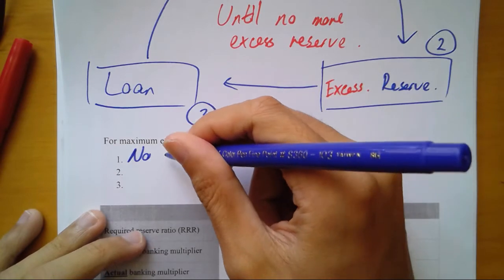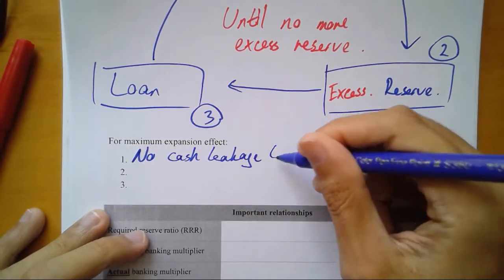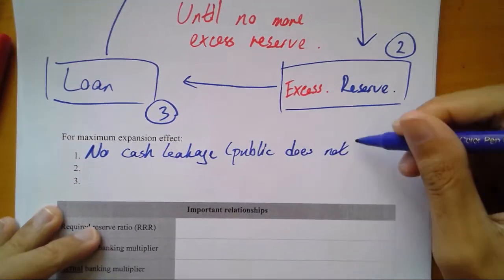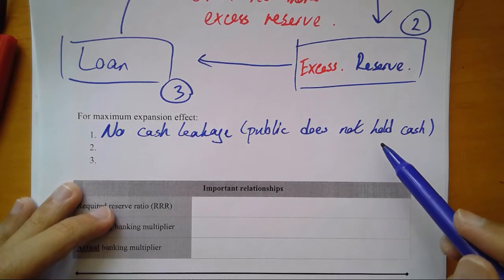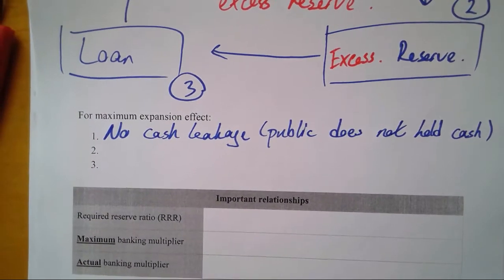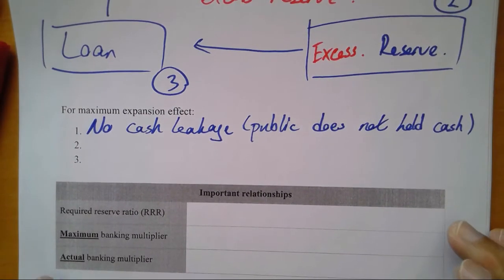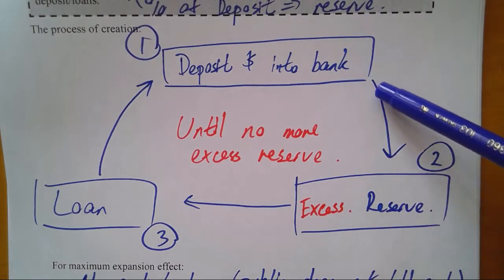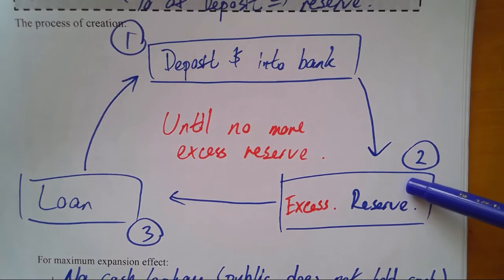there is no so-called cash leakage, which means the public does not hold cash. 喂，佢唔可以揸住現金啊！啲錢要掟晒俾銀行。Okay, so this is the first part. No cash leakage, or public does not hold cash. Okay, 得唔得？嗱 what about next step? Now, once they deposit into the bank, they have excess reserve. They will lend out the excess reserve. Do they need to lend out? No, they can actually not loan out anything.